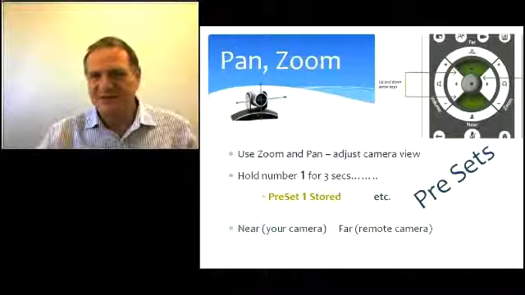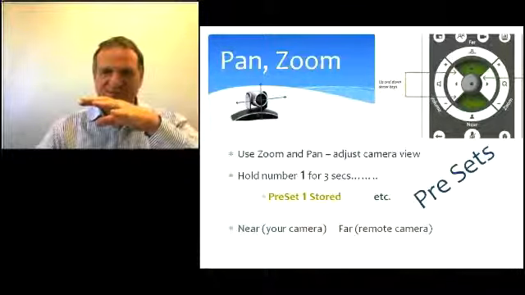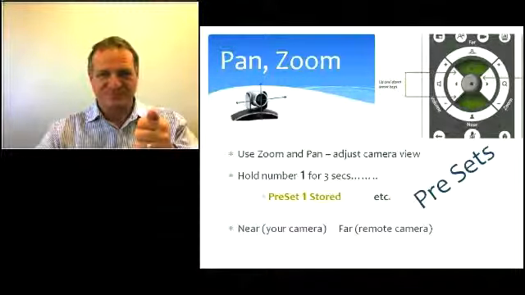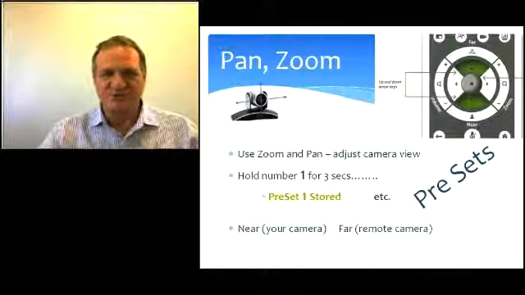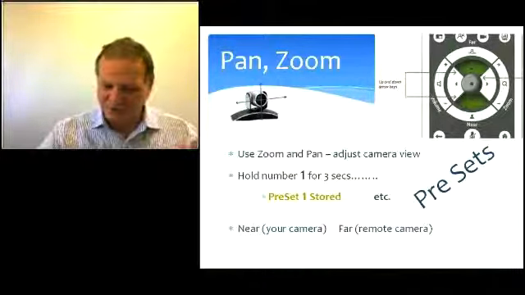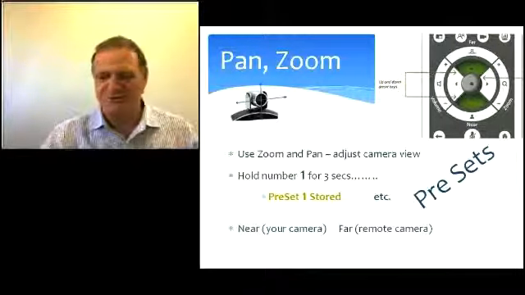Well done. Then I want you to zoom to another place in the room, hold 2 for a few seconds, and store preset 2. You've now stored 2 presets. If you press 1, it'll pop back to the full room view. If you press 2, it'll zoom to where you were before.